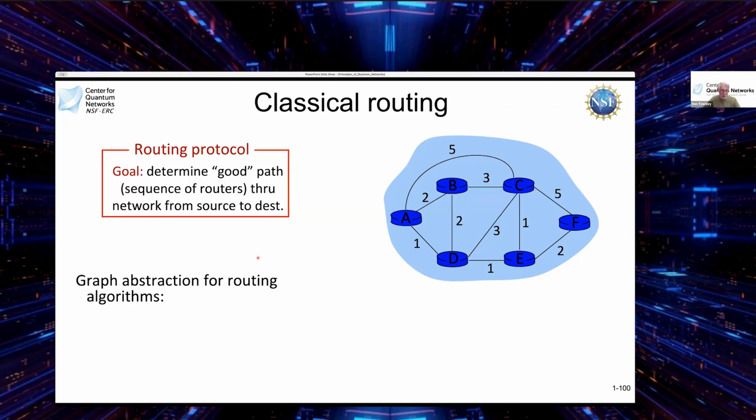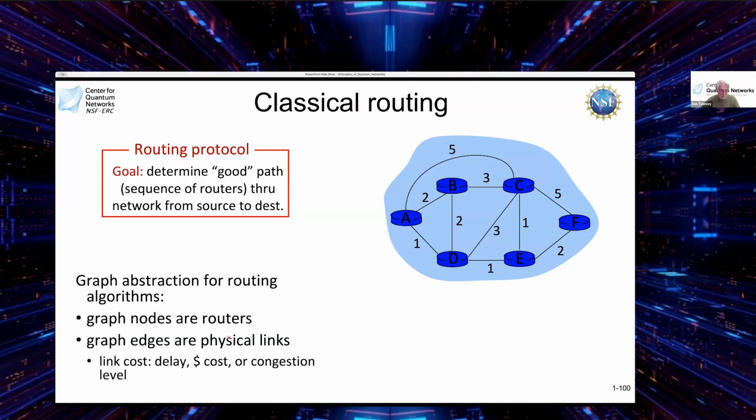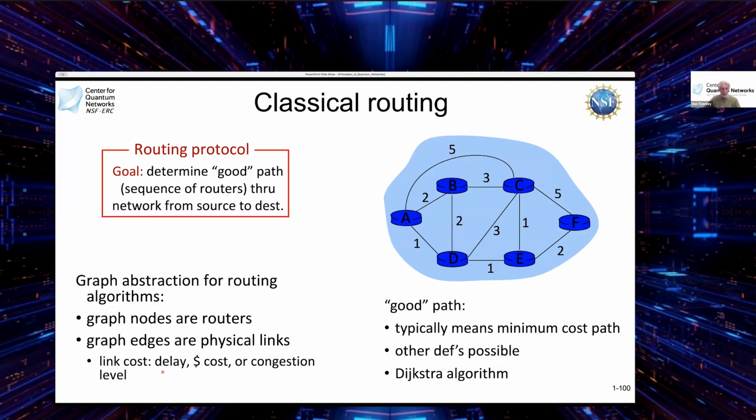Well, as I indicated in the previous slide, we have a graph abstraction that we can use, where the graph nodes are routers and the graph edges are physical links, and associated with each of the links is a cost. The link cost could be the delay, the time it takes for a packet to traverse, could be a dollar cost of some sort, an economic cost, could be some level of congestion. And a good path then typically means a minimum cost path. There are other definitions possible, but that's the standard definition for a good path in the classical internet.